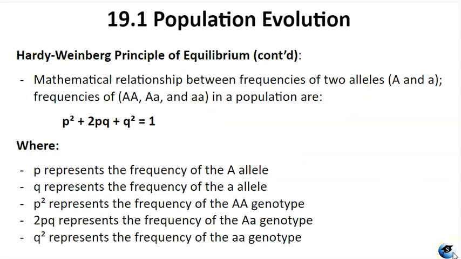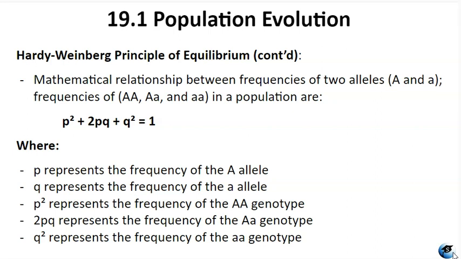Under these assumptions, the Hardy-Weinberg principle states that the allele and genotype frequencies within a population will remain constant from generation to generation. It describes the mathematical relationship between the frequencies of two alleles, let's call them big A and little a, and the frequency of three possible genotypes, big A big A, big A little a, and little a little a, in a population: p squared plus 2pq plus q squared equals 1.